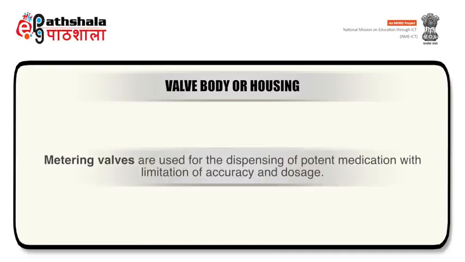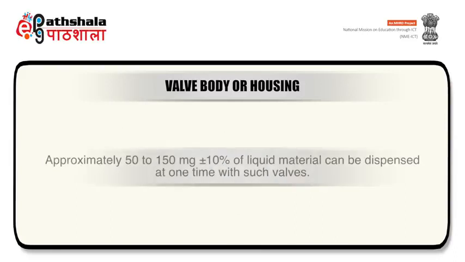Metering valves are used for dispensing of potent medication with limitation of accuracy and dosage. Approximately 50 to 150 milligrams plus or minus 10% of liquid material can be dispensed at one time with such valves.